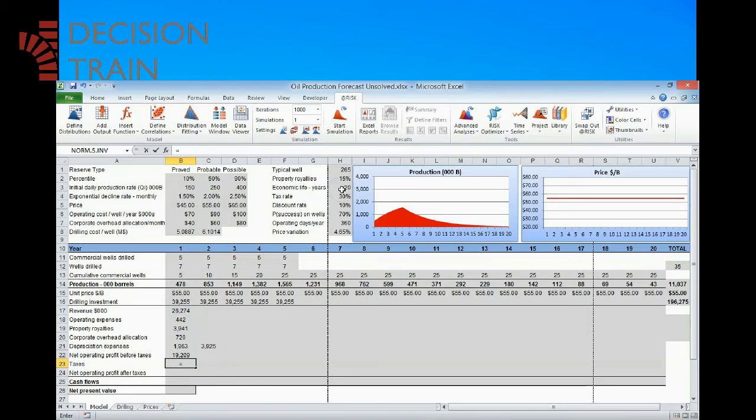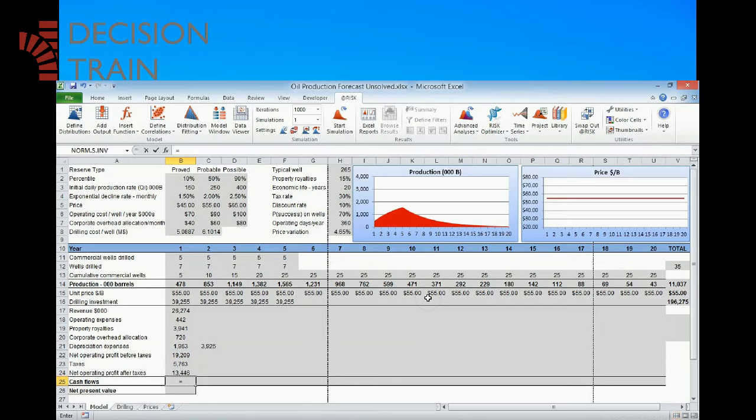72. On cell B23, calculate taxes with the formula. Equals B22 times tax rate, where tax rate is a named cell placed at H4. 73. On cell B24, write the following function to calculate net operating profit after taxes. Equals B22 minus B23.